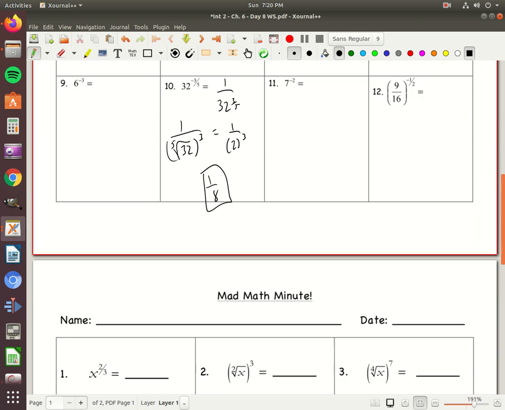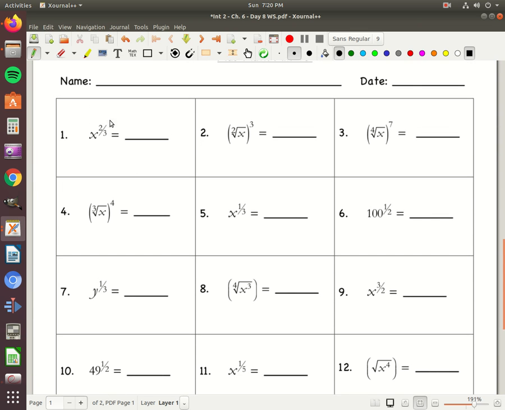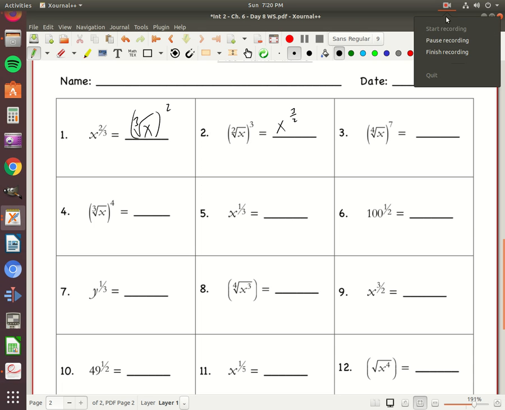Just to move along the rest of the worksheet, it's a Mad Math Minute. Should go pretty quickly. Essentially, if they give you the problem in this format, you want to write it in the other one. And if they give it to you in this one, then you want to write it in this format. So long story short, if it's in the, I forget the name. Let me pause real quick, get the names for these.